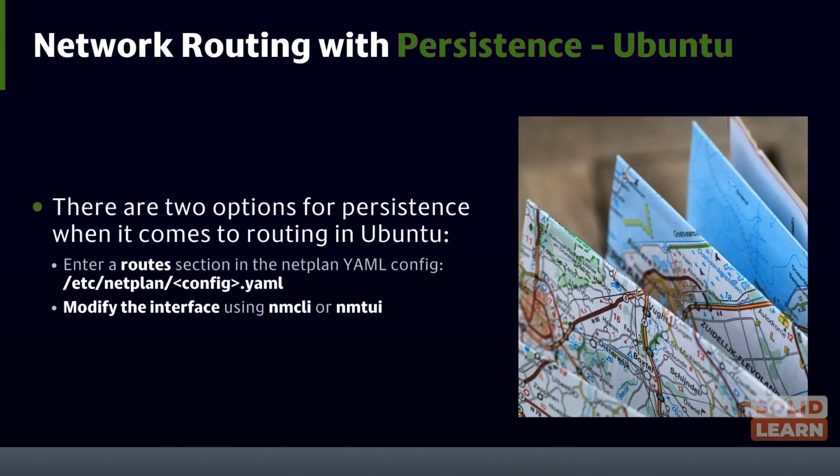Now, if you're in Ubuntu, you have two options for persistence as well. One is to enter a route section into the netplan YAML config. And we remember netplan is configured in /etc/netplan, the name of the interface or the name of the connection .yaml. Or you can also modify the interface using nmcli or nmtui, those two commands we covered in that previous slide.